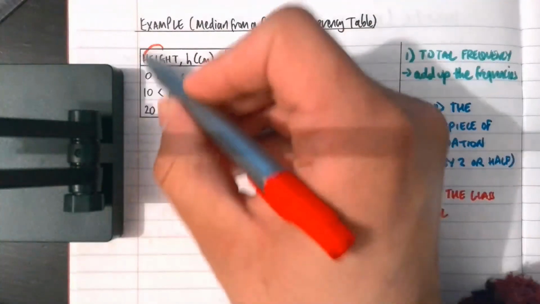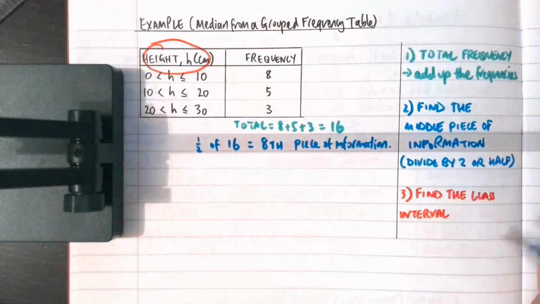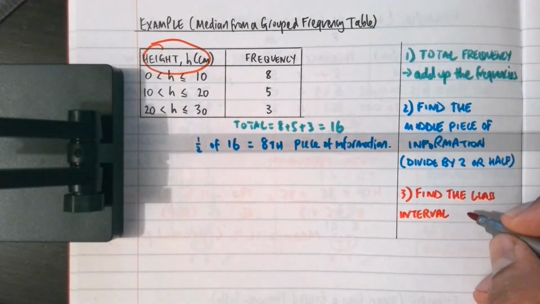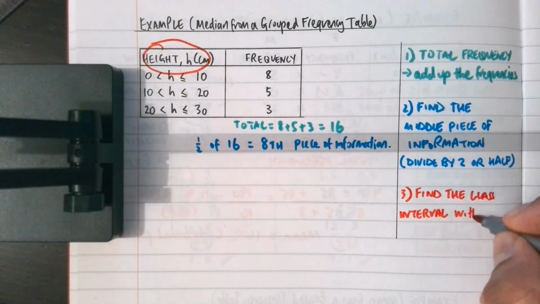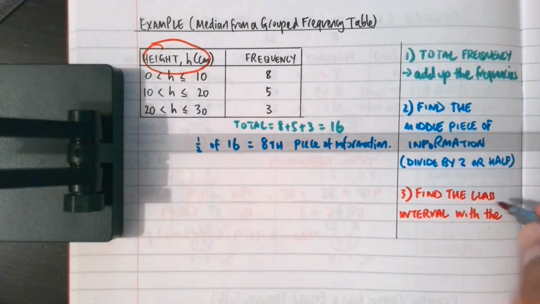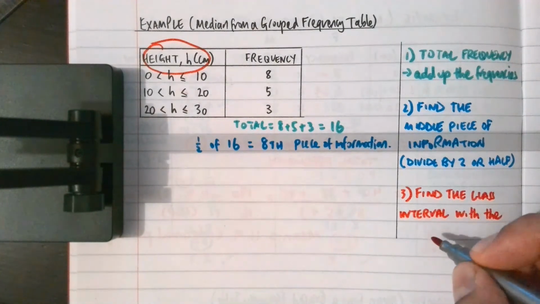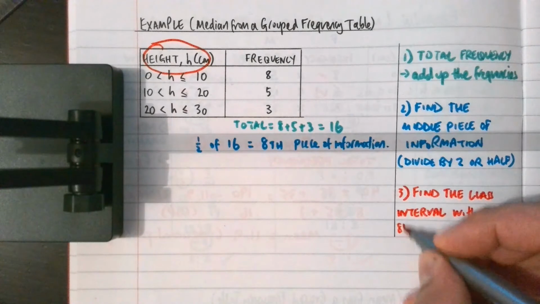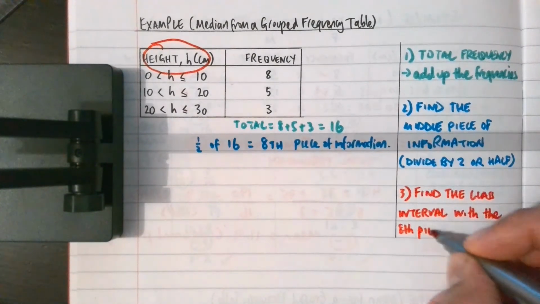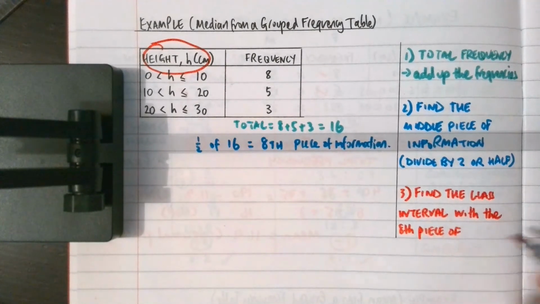So we need to find the class interval, which is the category, the column labeled as height. We need to find the class interval with the middle piece of information. That is the eighth piece of information that we've worked out from the second step.